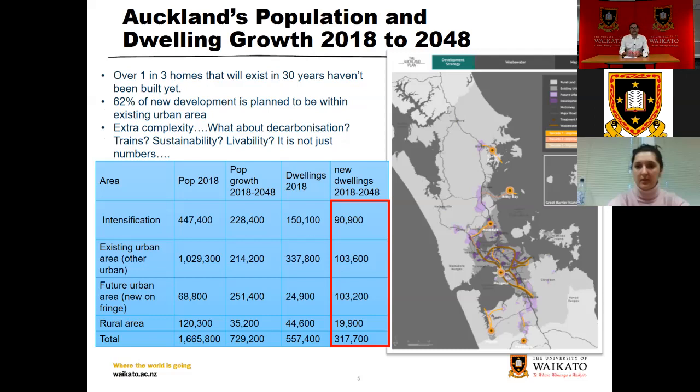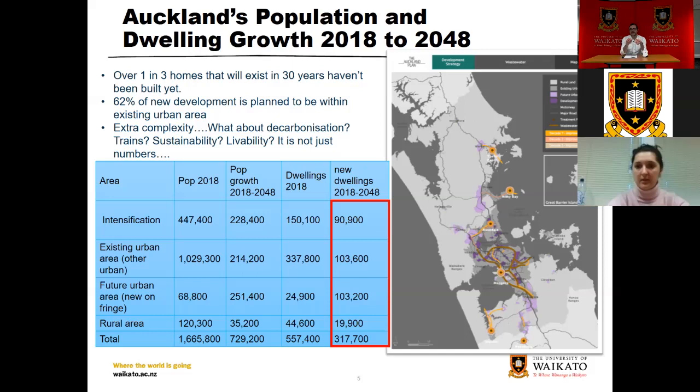And New Zealand's also growing quite rapidly. So this is just the example of Auckland. If you look at the red box, that's going to be the extra dwellings. So by 2018 to 2048, so about 30 years, this is the predicted amount of houses. And you do that by a number of ways, by population growth, but also changes in household formation. You work out what kinds of houses you need where, and then you link it up to other aspects like transport too. So in simple terms, one in three homes that exist in 30 years haven't been built.